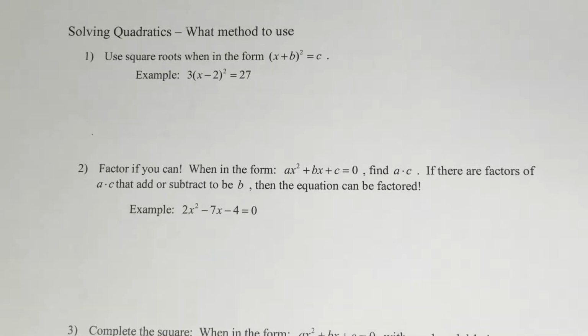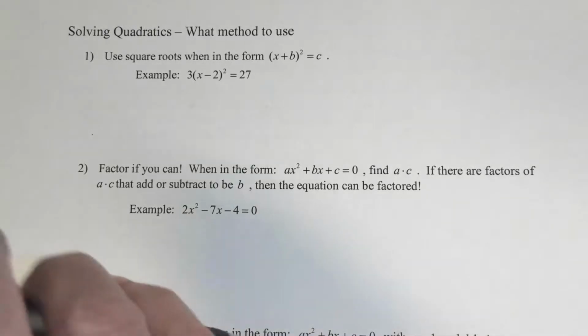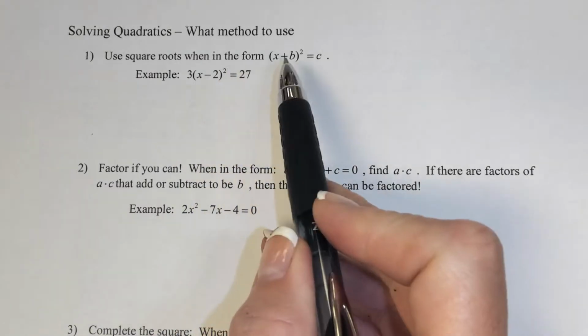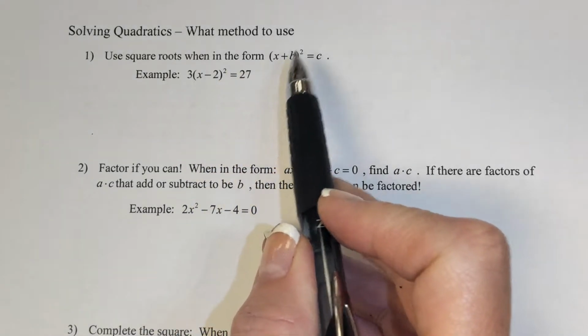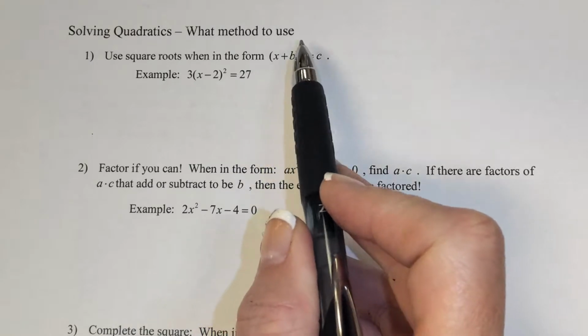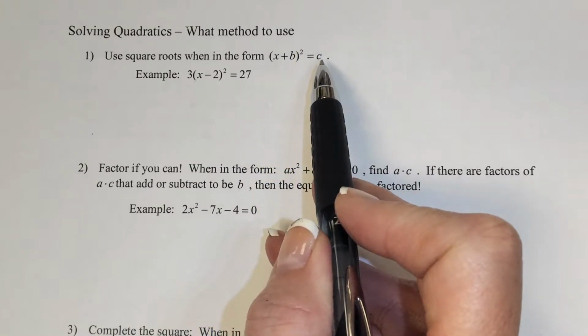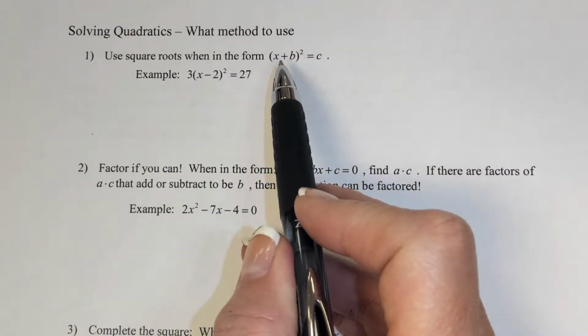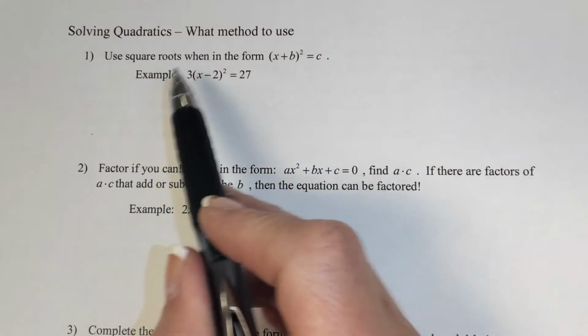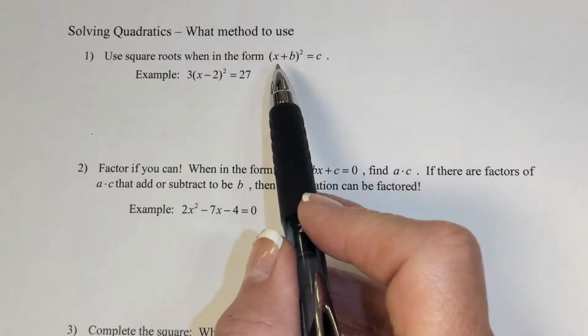So we're going to take a look at Chapter 3 review. How do we know which method to use? One method we have is called square roots. If we have an equation that's already written as a quantity squared equal to a value, we're just going to go ahead and use square roots. Square roots means we're going to take the square root of both sides.